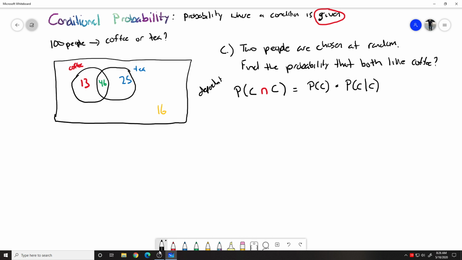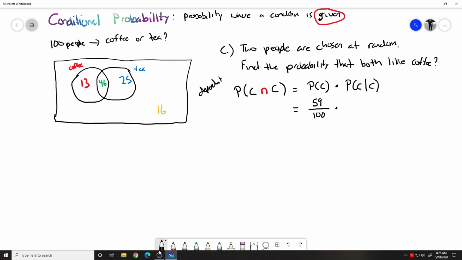Okay, so let's figure this out. Let's put our odds in. On the first one, it's easy. What's the probability of picking someone that likes coffee? We know it's out of 100 people when I'm making my first pick. The people who like coffee are these 46 plus 13. That's 59 people. So on my first pick, I have a 59 in 100 chance of getting someone that likes coffee.